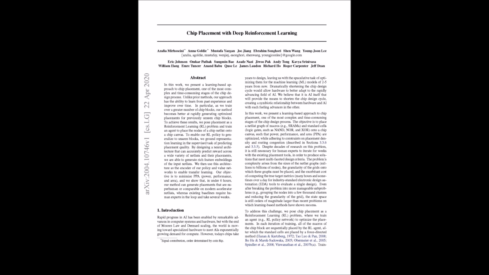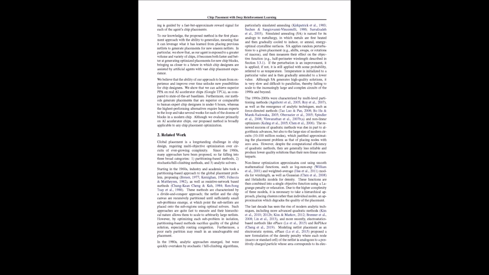Exactly. The agent starts making placements, initially pretty random. And for each attempt, it gets feedback. If a placement improves the chip's performance, it's rewarded. If it hurts performance, it's penalized. Over time, this feedback loop helps the AI learn which placements work best.